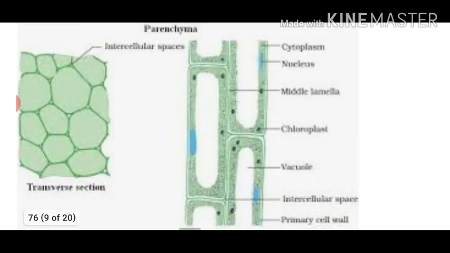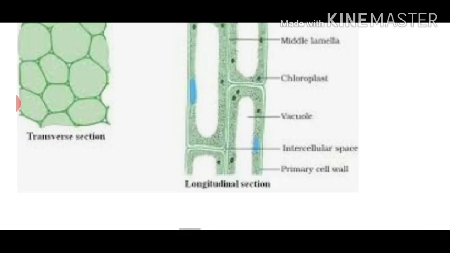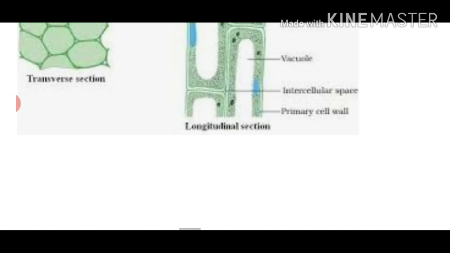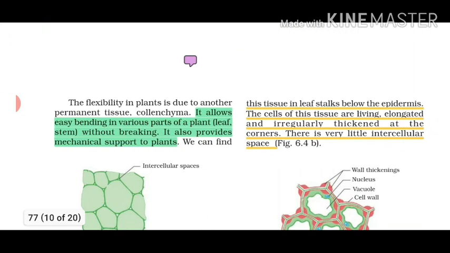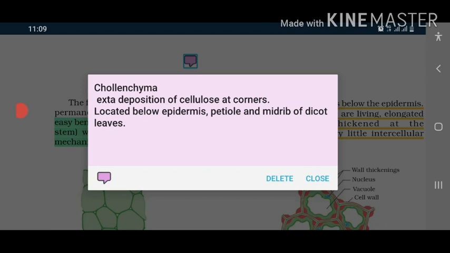Here is a figure of transverse section and longitudinal section of parenchyma. Flexibility in plants is due to another type of tissue, that is collenchyma. It allows easy bending in various parts of the plant, and it also provides mechanical support to plants. Collenchyma also consists of living cells, and it differs from parenchyma as there is extra deposition of cellulose at corners, and it is located below the epidermis, petiole, and midrib of dicot leaves.